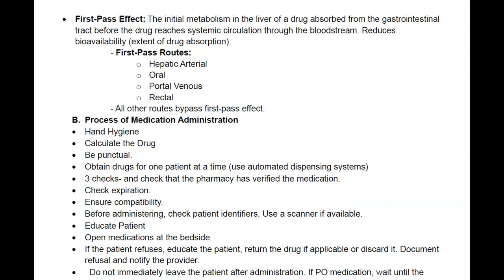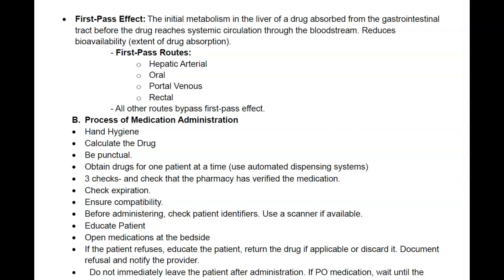All right, first pass effect. I mentioned that before. So what does that mean? First pass effect is the initial metabolism in the liver of a drug absorbed from the GI tract before the drug reaches systemic circulation through the bloodstream. The problem with this is that it reduces bioavailability, or extent of drug absorption.